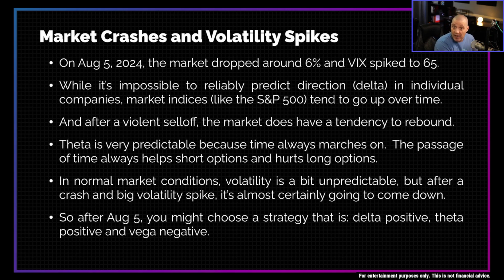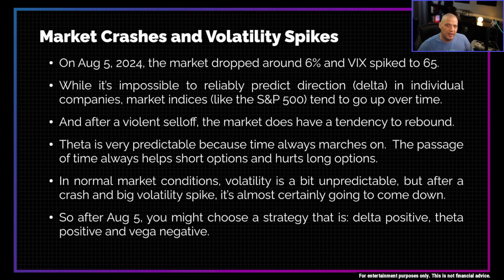But after a big crash and a big volatility spike like we had on August 5th, where the VIX was trading below 20 and then all of a sudden in one day it's trading at 65, that means that volatility almost certainly is going to come down. We know that. When volatility has a huge spike like that, it has to come down, because volatility does tend to revert to its mean, to its average price, right? So 65 is way above normal for volatility, so it's going to come down.